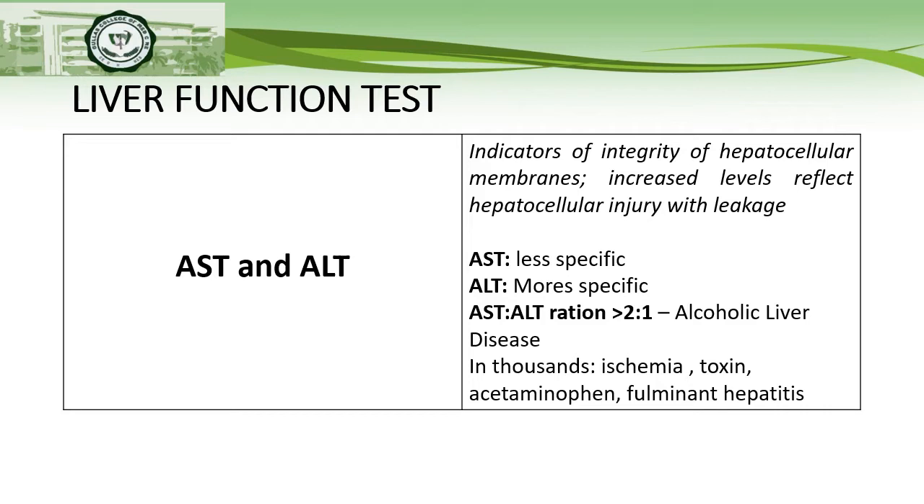Mild elevations of your transaminase levels can be found in non-alcoholic fatty liver disease, chronic viral hepatitis or infections, or medication-induced injuries. Moderate increases in these levels can be found in acute viral hepatitis. In conditions of ischemic insults, toxin ingestion, and fulminant hepatitis, AST and ALT levels can be elevated to the thousands.